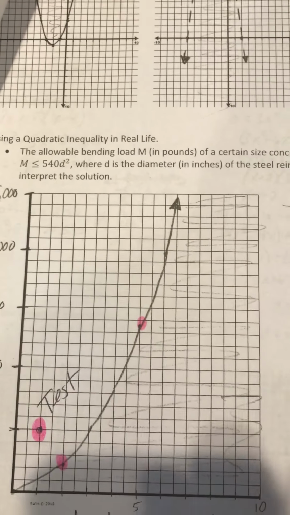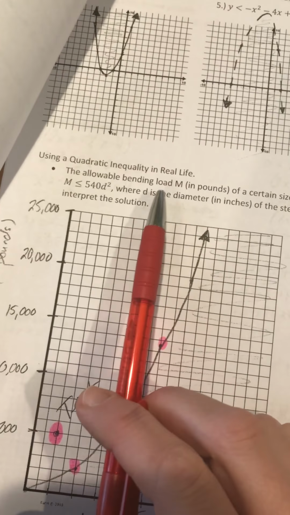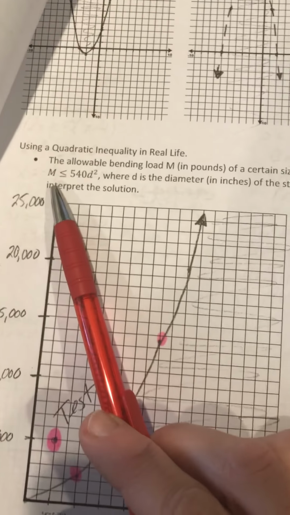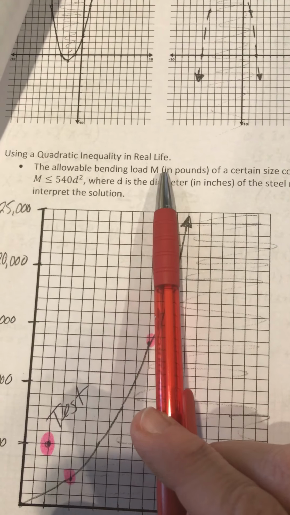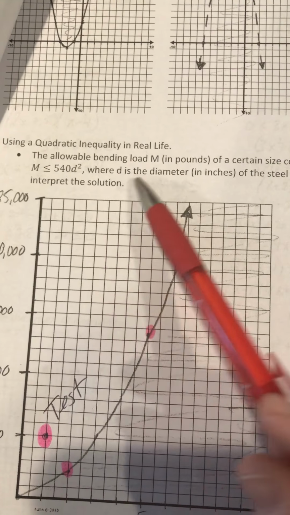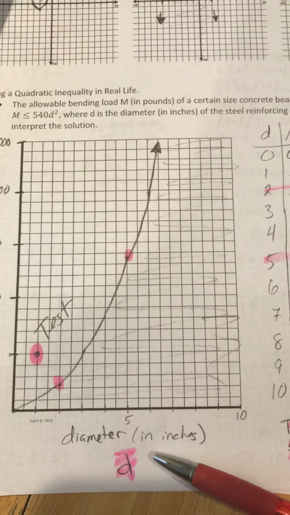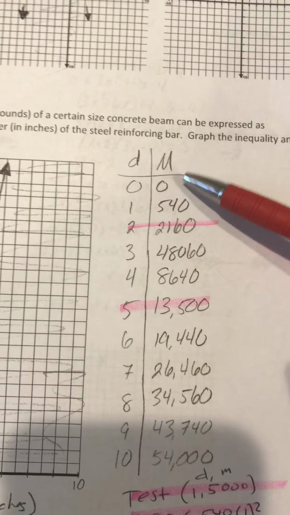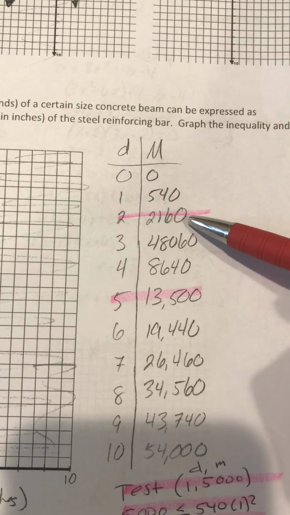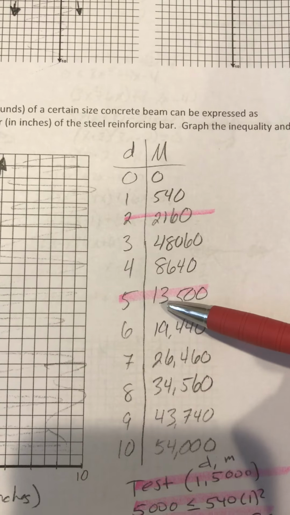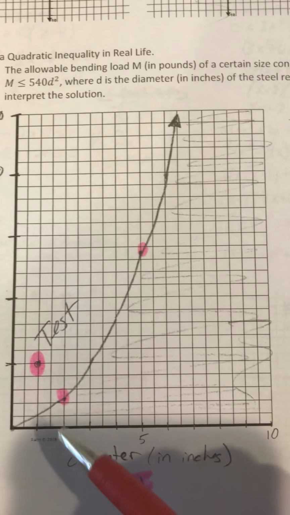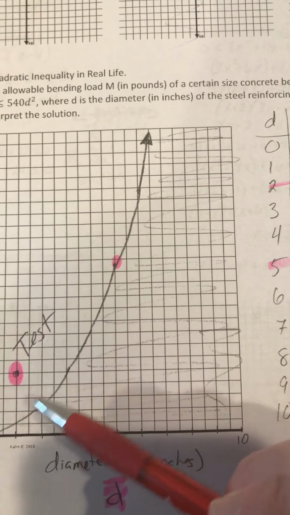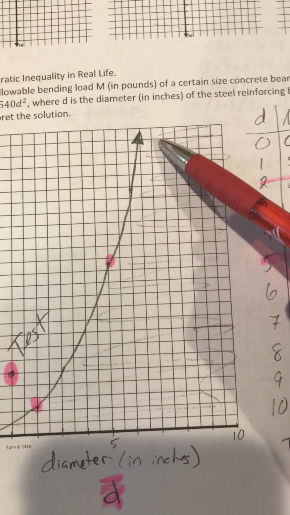In a real life problem, this is kind of interesting. The allowable bending load in pounds of a certain size of concrete beam can be expressed by this quadratic equation. D is the diameter and M represents pounds. When we set this up, my D is at the bottom and pounds are at the side, and I made a little chart for myself. I highlighted when the diameter was 2, the pounds were 2,160, and at 5, 13,500. I could quickly count it, since each box is a half. I was able to plot those 2 points and get the curve of the parabola.